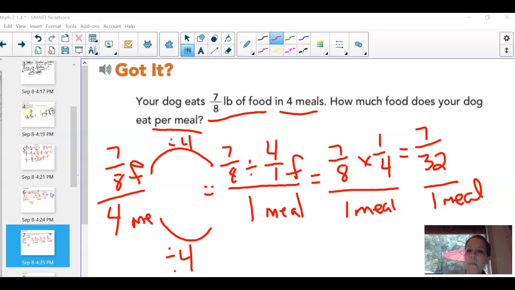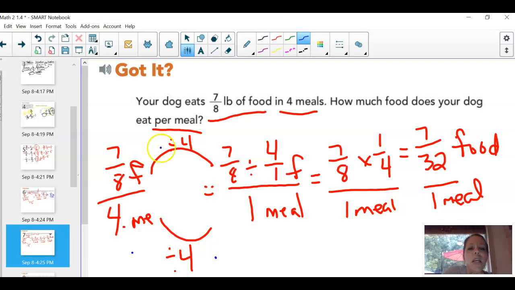Okay, so 7/8 pounds of food in 4 meals. So I underlined what was important. How much food does your dog eat per meal? So since it's per meal, we want meal on the bottom. Okay, notice I'm writing in my unit. I'm kind of abbreviating a little bit, but I want you to make sure you're getting in the habit of doing that. Okay. So now I have 4 meals on the bottom, so I divide by 4. So 4 divided by 4 equals 1. So that part's easy. Got that.